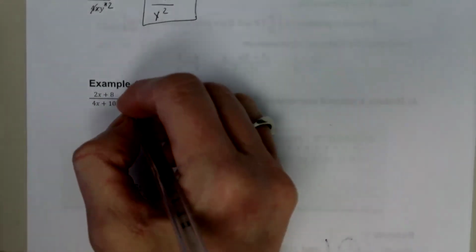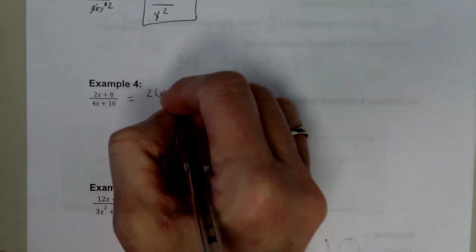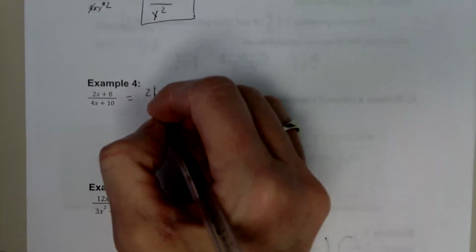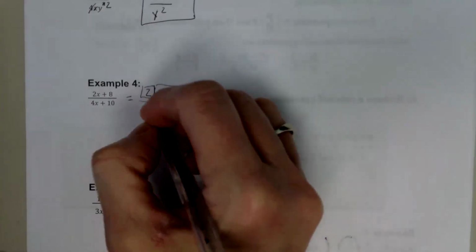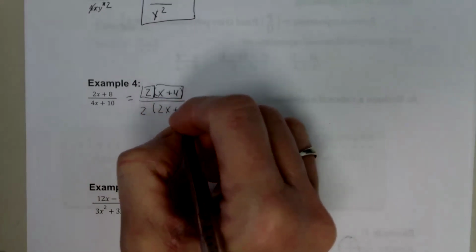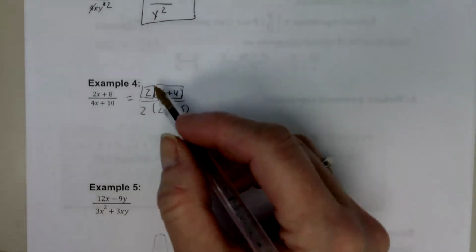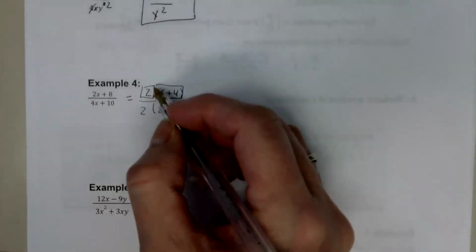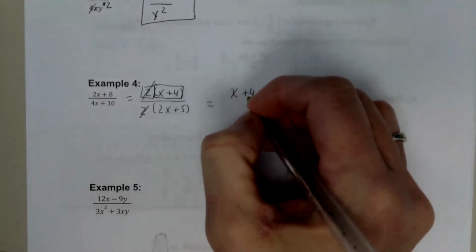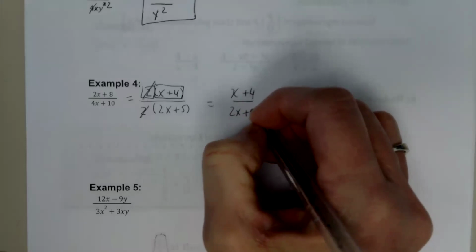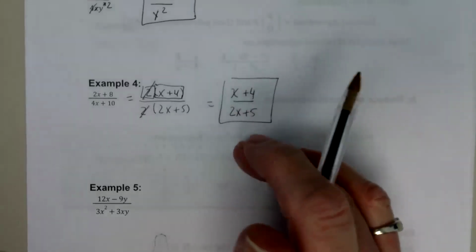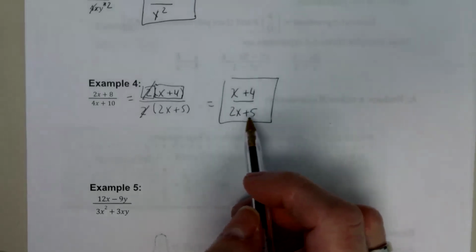So if we factor out a 2, now we have 2 times x plus 4. So these are being multiplied, so these are factors. And then we can factor out a 2 here, and we have 2x plus 5. So now because we have factors on top and factors on bottom, the factors can cancel. So we have x plus 4 over 2x plus 5. And these x's cannot cancel because they're not factors. They're being added to 4 and being added to 5.